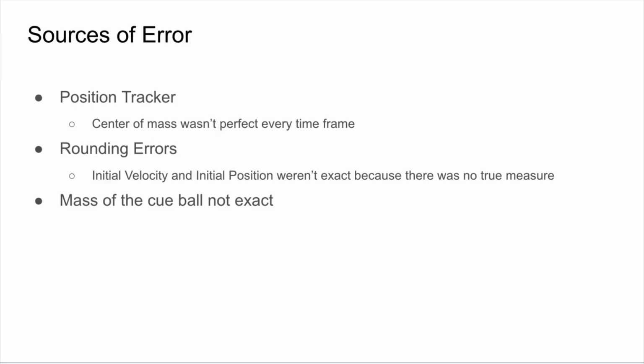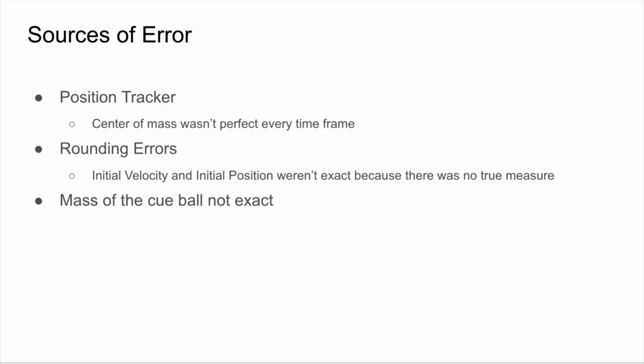Sources of error: the position tracking. The center of mass wasn't perfect every time, it's not the true position of the ball, because it's just me clicking. Then there were rounding errors, and the initial velocity and initial position weren't exact, because there was really no true measure unless we had an actual speed tracker of the cue ball at the beginning. That equation is not as accurate as it seems. And the mass of the cue ball was not exact. I never weighed the cue ball, I just looked it up on the internet.